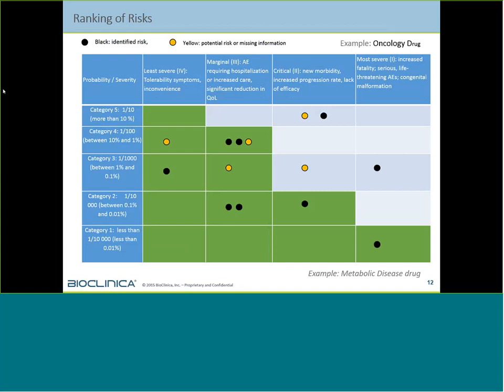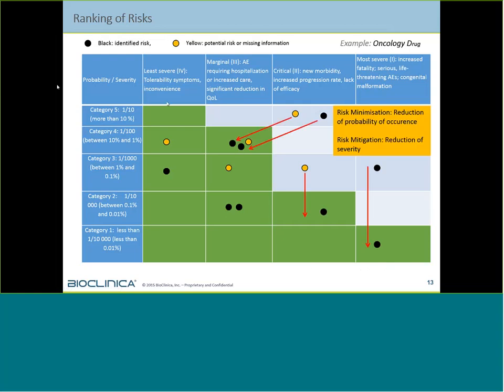The next slide shows an example of a cancer product. Blacks are identified risks, the yellow spots are potential risks or missing information. You see that some are in the green and some are outside of the green. What you want to try to improve is next slide. Visual risk management procedures. Risk minimization is the reduction of incidence, and risk mitigation is the reduction of severity, so that those risks that are outside of the safety boundary go inside the safety boundary. And that is what you try to do with risk minimization, risk management. Next slide.